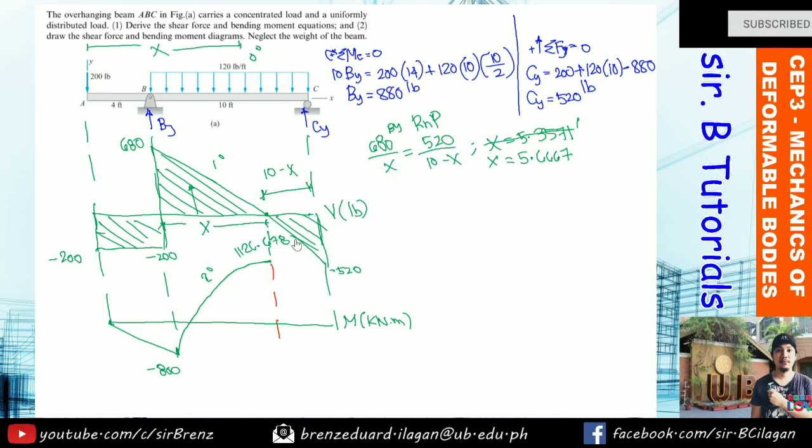And then minus itong area nito. So minus ulit ng area ng triangle. So 1/2 of the base, 10 minus 5.6667 times the height na 520. Alright, so 0.02. So guys, ito ay may kaunting discrepancy, but you can round this off to 0. Kapag may sobra kayo na 0.0 something na ganyan, okay lang yan, kasi yan is maaaring dahil sa decimal places na ni-round off. Pero kung idadiretso mo ito ng mas mahaba, I'm sure mas liliit yung discrepancy or almost 0 na siya.